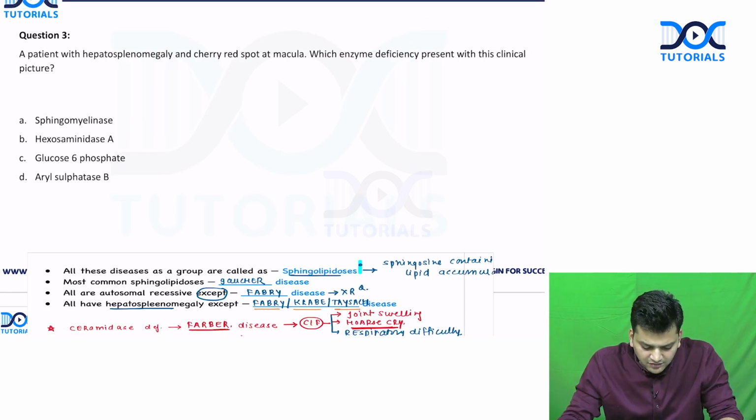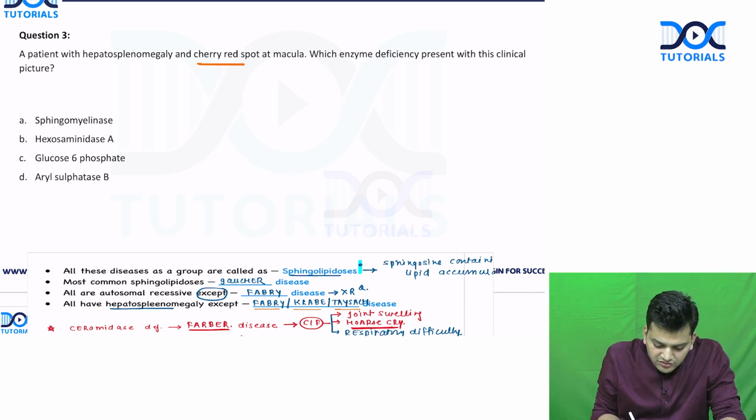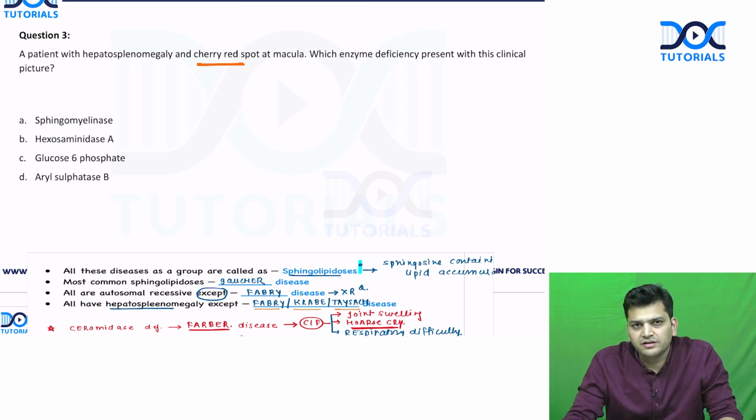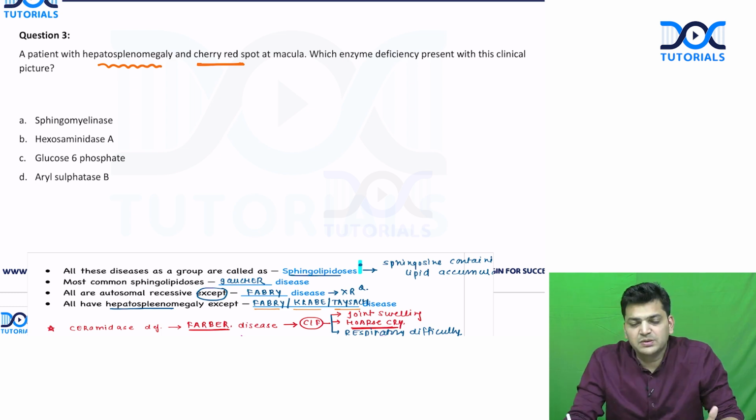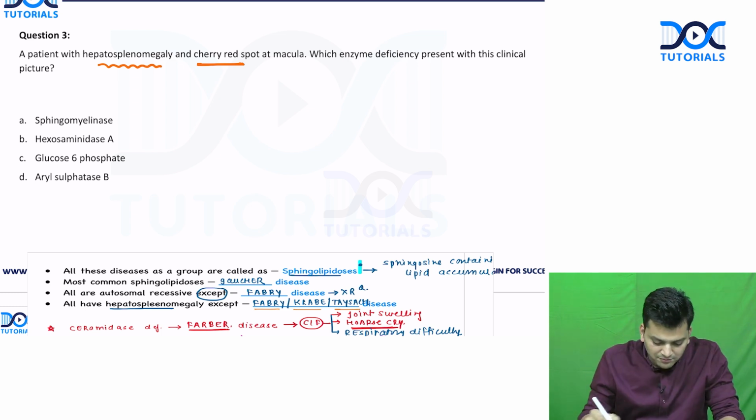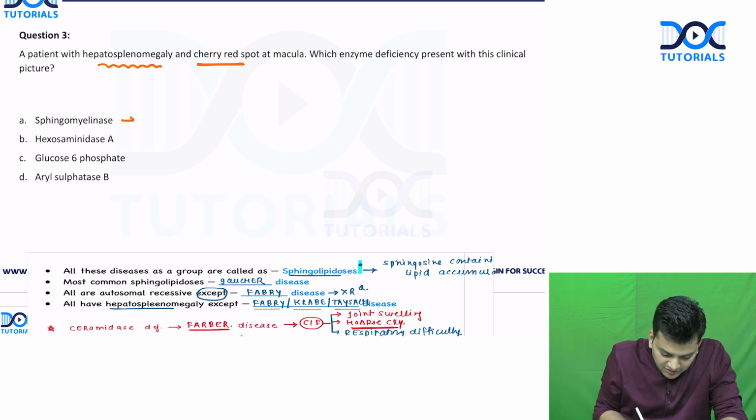A patient with hepatosplenomegaly and cherry red spot at the macula, which enzyme deficiency is there? Now, cherry red spot is seen in many disorders, right? We have seen a long list in the class. And with hepatosplenomegaly plus cherry red spot, the options are narrowed down. Now, what are the options? One is sphingomyelinase deficiency, that is Niemann-Pick disease.